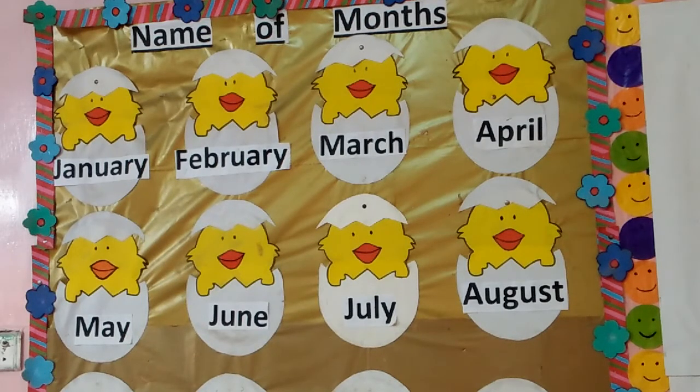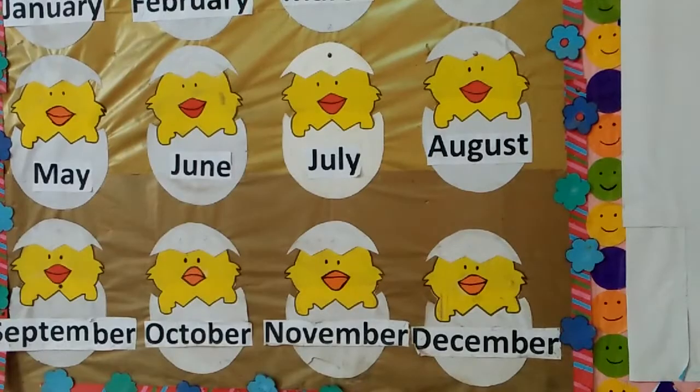Children, today I am going to teach you the months of the year. Do you know, children, how many months are in a year? Yes, there are 12 months in a year. And what are their names? Yes, their names are January, February, March, April, May, June, July, August, September, October, November, and December.